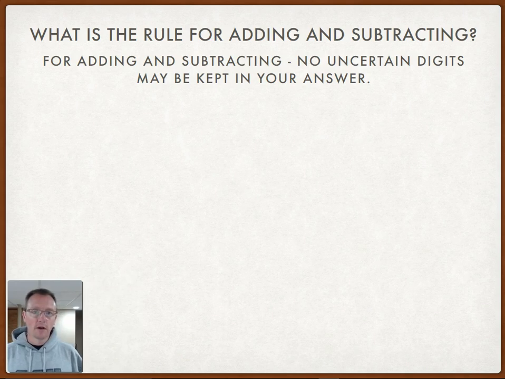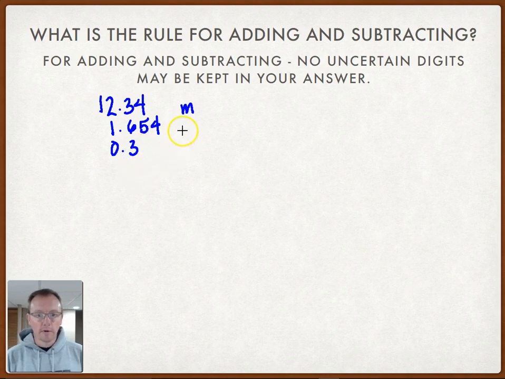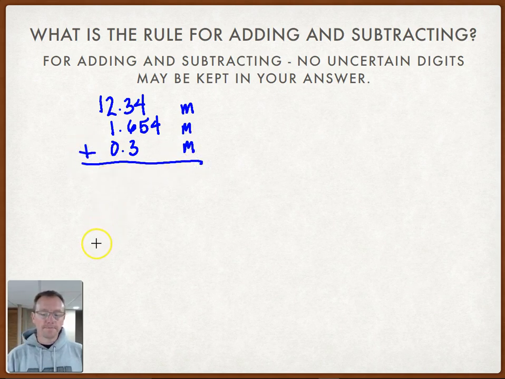So I am going to go ahead and draw on this one so you can see. Let's say that we have a situation where we need to add three numbers together. Okay, and so those numbers are, let's say, 12.34, okay, and let's say that's in meters. And then we have 1.654, and finally we're adding in together another 0.3, let's just say 0.3 meters. There we go. So we're adding these three together, and we want to come up with an answer.